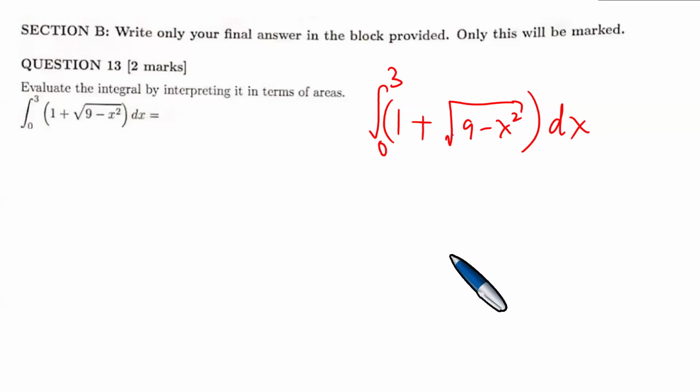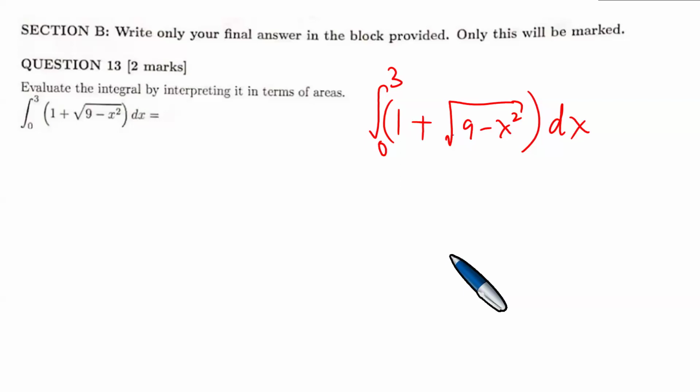Let us know what you've done. I got the answer to be 3. Okay, good, answer to be 3. That's awesome. That's fine. Let's take a look and see what we have here.